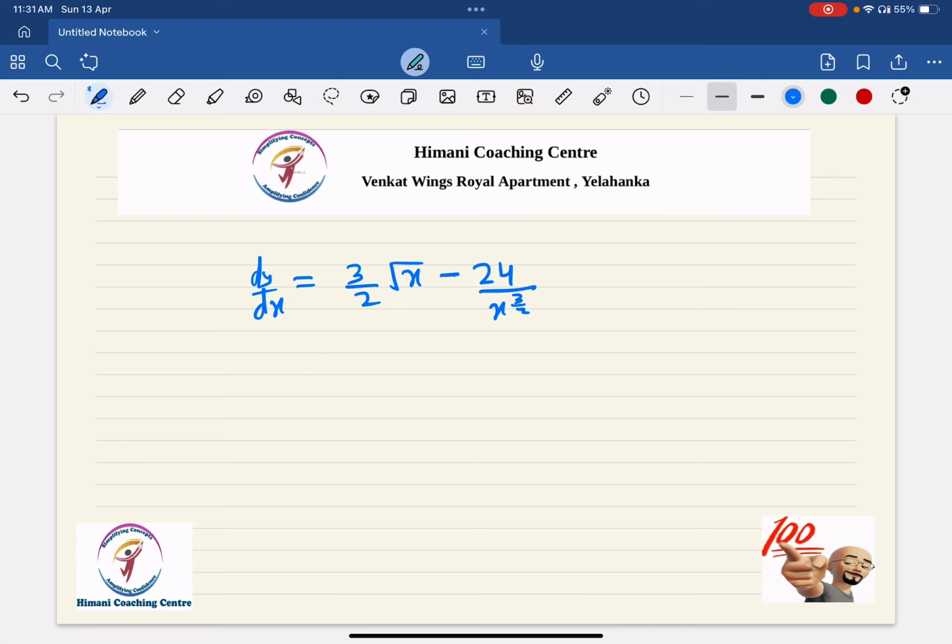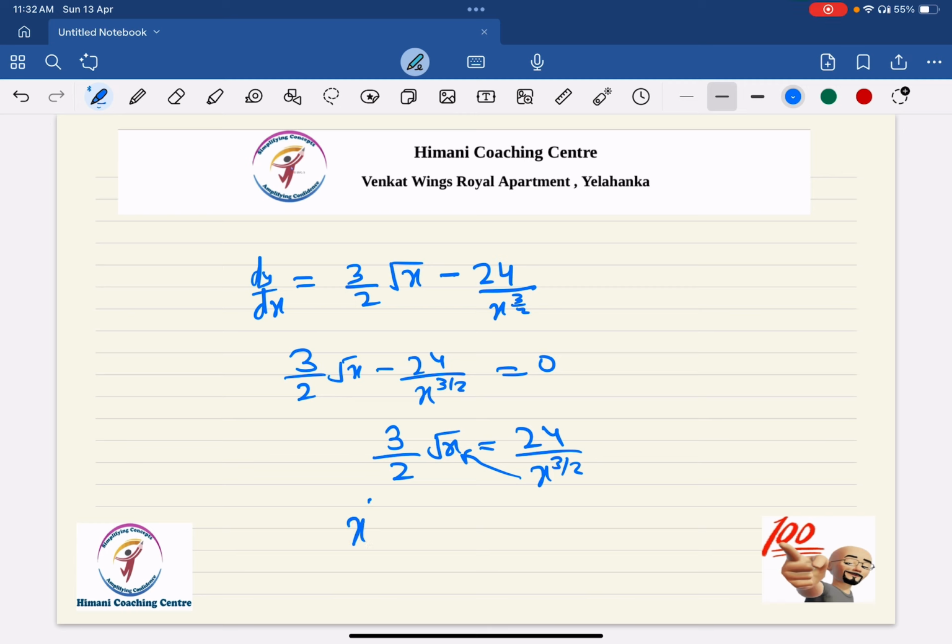So that means 3 by 2 root x minus 24 by x to the power 3 by 2 equals 0, which gives me 3 by 2 root x equals 24 over x to the power 3 by 2. We will bring x to one side and numbers to the other side. So we will have x to the power 3 by 2 times root x, which is x to the power half, equal to 24 times 2 by 3. Now x to the power 3 by 2 into x to the power half is going to be x to the power 4 by 2, which is x square equals 16.